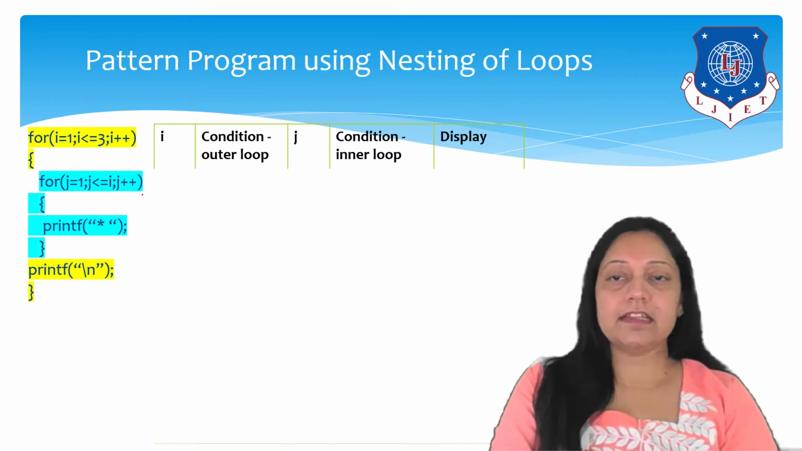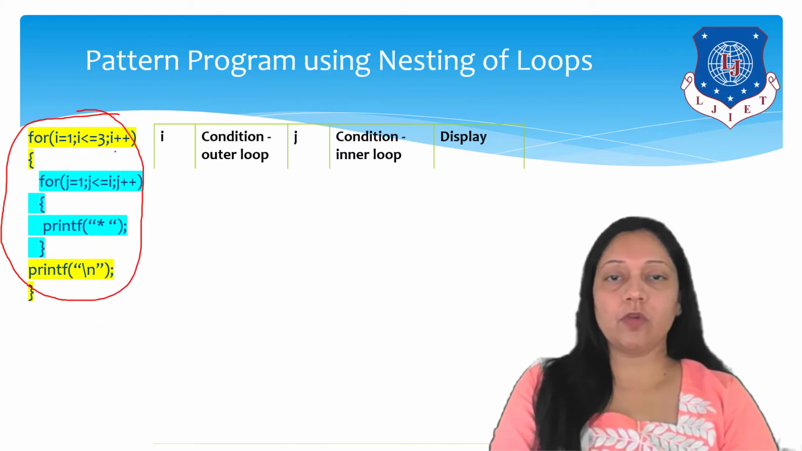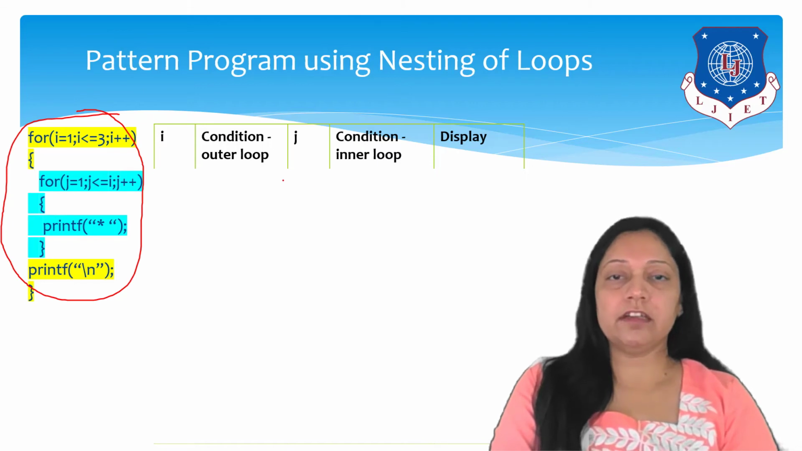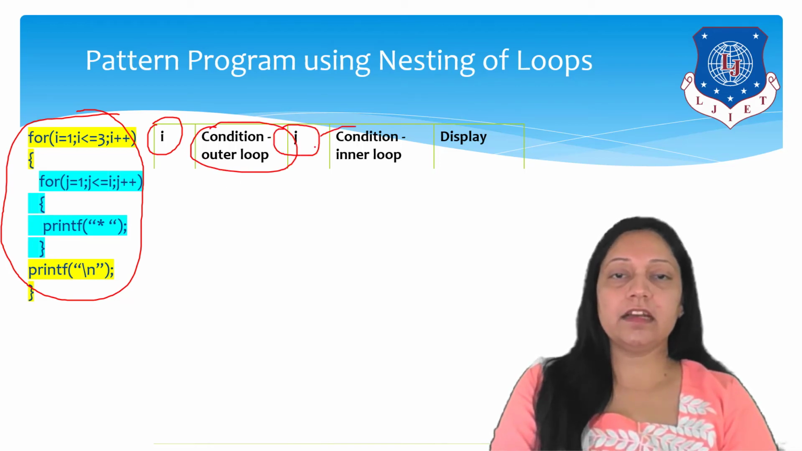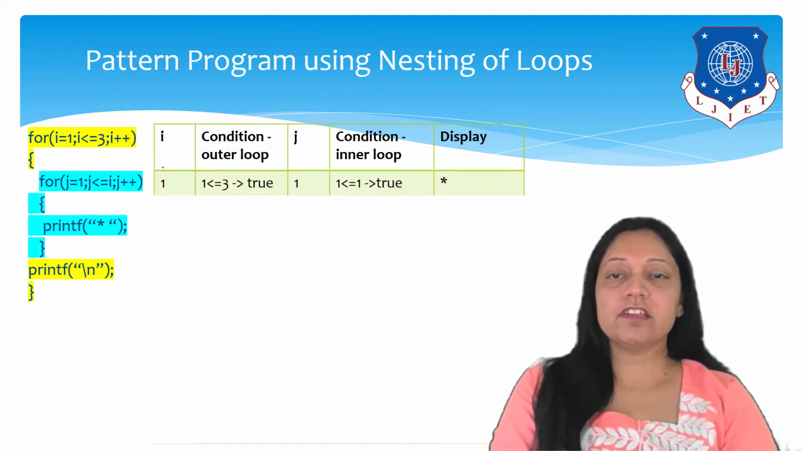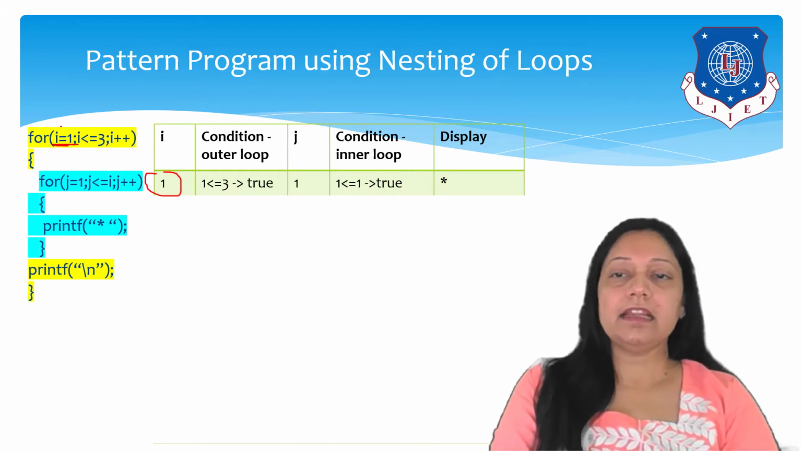Let's understand how the execution of these two for loops, outer and inner, is done from this table. I have the headings of my table as i, the condition of the outer loop, then the value of j, the condition of the inner loop, and what would be displayed on the screen. Initially the value of i is 1 because of the initialization. Then my compiler will check the condition.